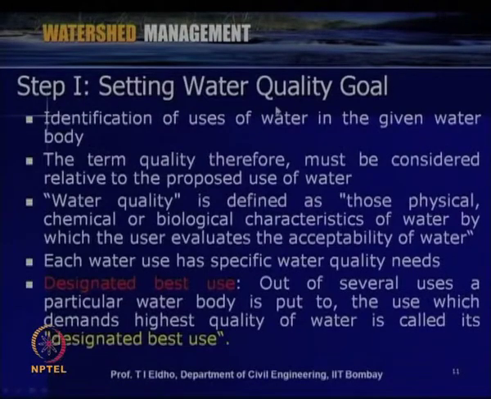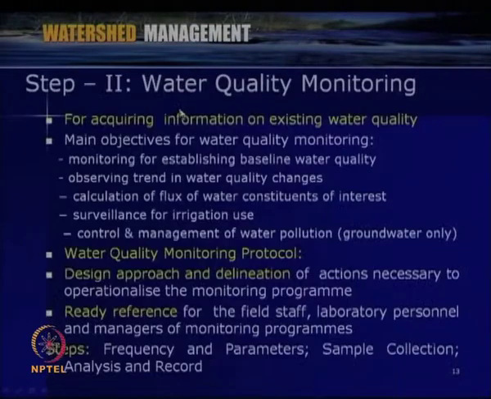The first step was on setting water quality goals, and now the second one is water quality monitoring. So, once we set the goals, as we discussed in step number 1, various sources like surface water sources such as rivers, lakes or reservoirs, or the groundwater aquifers, we have to continuously monitor for the water quality, and then see that for the intended use the quality is meeting those particular goals or values. So, that way step number 2 is also very important.